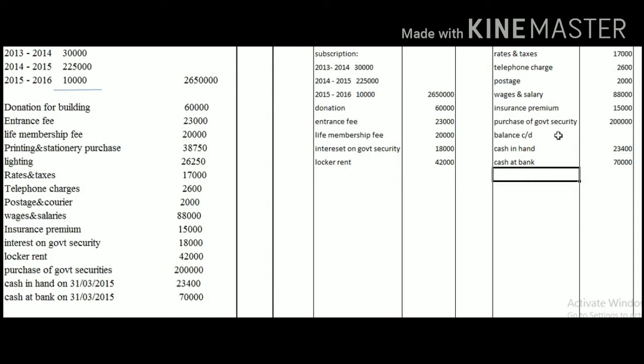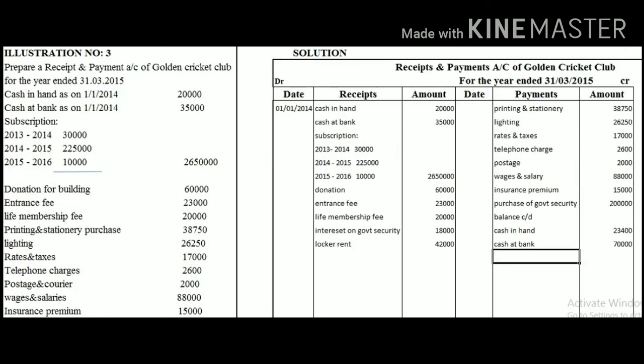So almost all the procedures for the preparation of receipts and payment account are over. Here we have to record all the receipts in the receipt side or the debit side, and record all the payments in the credit side or payment side, starting with the opening balance of cash in hand and cash at bank, then marking all the receipts in the debit side and recording all the payments in the payment side, and at last the closing balance of cash in hand and cash at bank.